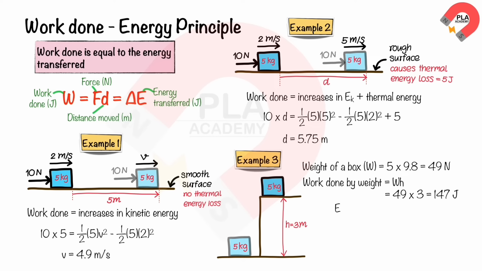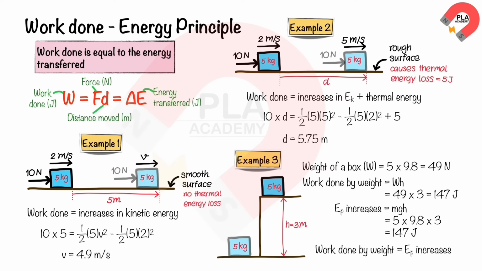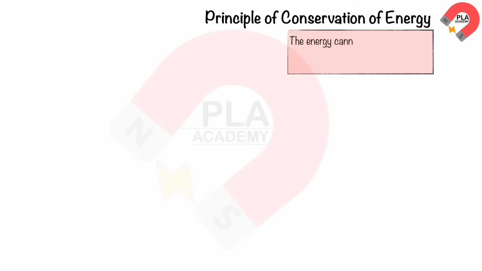The gravitational potential energy increases by mgh equals 5 times 10 times 3. Its result is 150 joules. Therefore, the work done by the weight of the box is equal to the increase in gravitational potential energy. The principle of conservation of energy states that energy cannot be created or destroyed, but can only be transferred from one form to another.